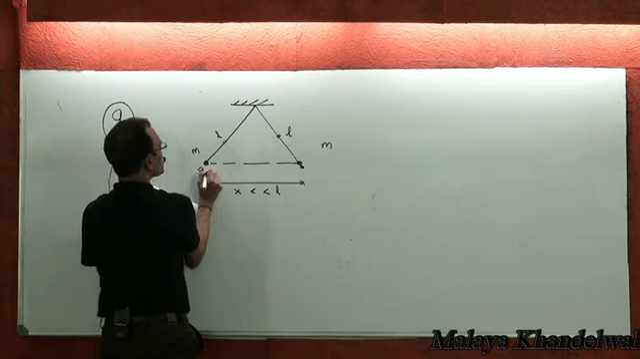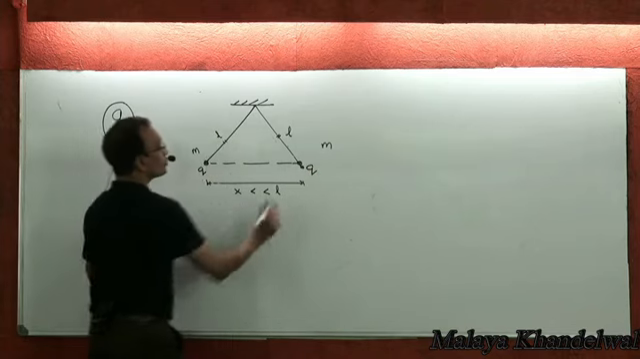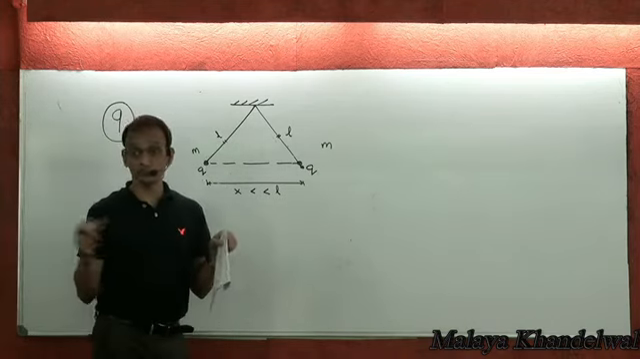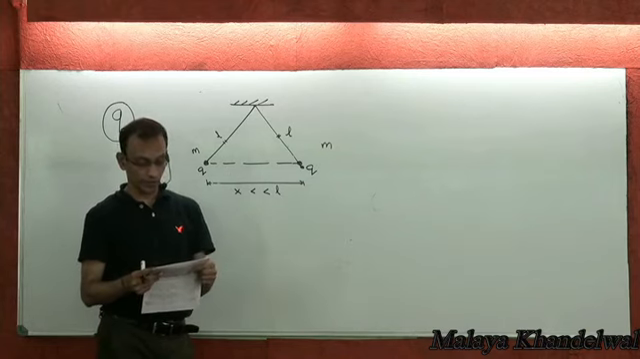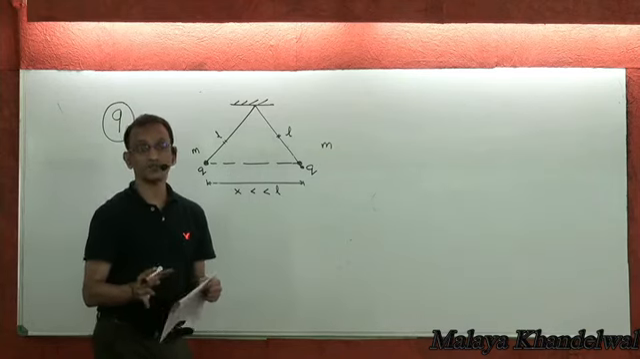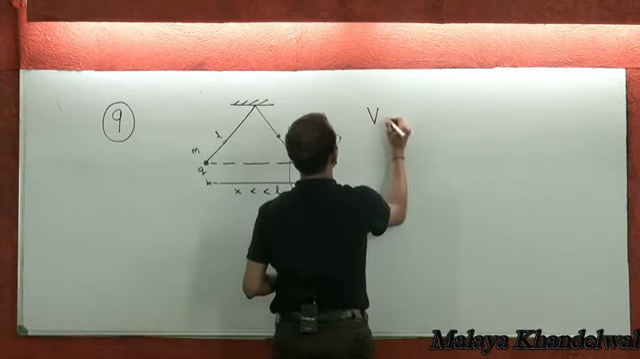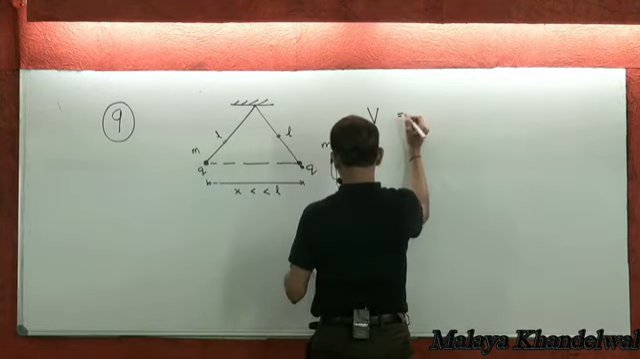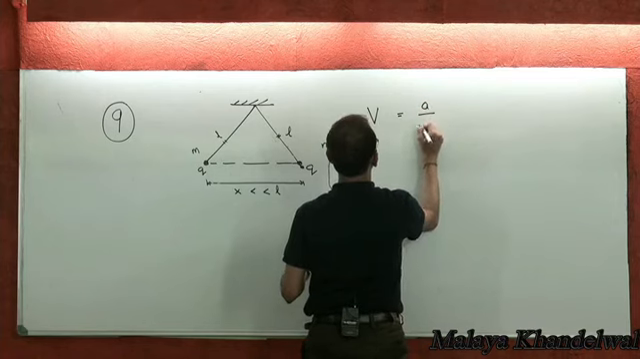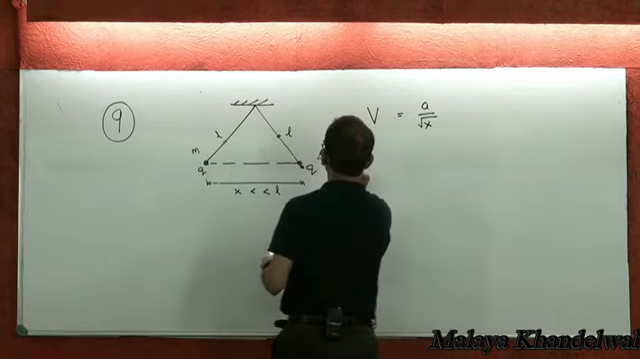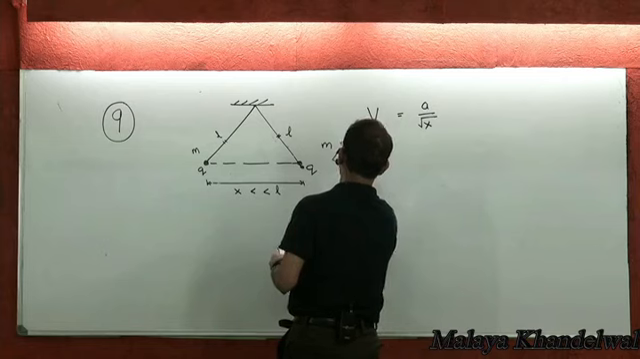They carry charge q, which leaks out from them. Consequently, their velocity of approach turns out to be a by root x. We want to find the rate dq dt at which the charge leaks.